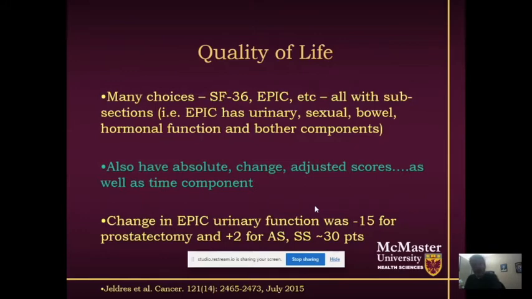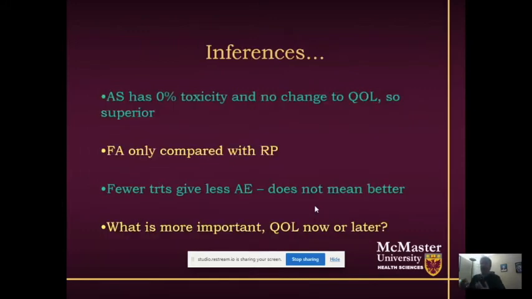So for instance, there's one paper here which showed that the EPIC urinary function had a 15-point change for prostatectomy, whereas active surveillance basically had no change, as you would expect. But if you looked at those particular numbers, for the sample size that you would need using this particular score as a measure of quality of life, you'd only need about 30 patients. So again, vastly different from the 16,000 that you would need for overall survival. But again, you have to consider what inferences you're going to have at the end of your study.